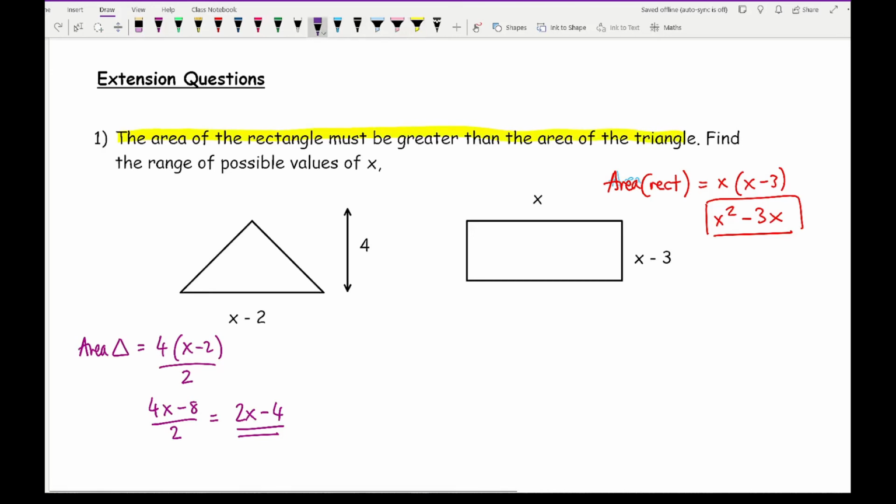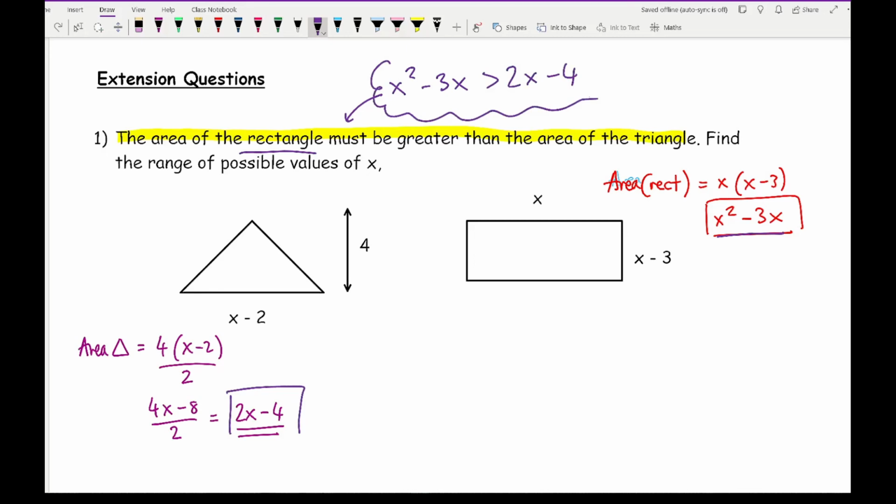Now if I translate that using mathematical notation, the area of the rectangle, which is this, is going to be x squared minus 3x, and that is going to be greater than the area of the triangle, which is this, so it's going to be 2x minus 4. So this is actually what I'm going to want to solve: x squared minus 3x is greater than 2x minus 4.